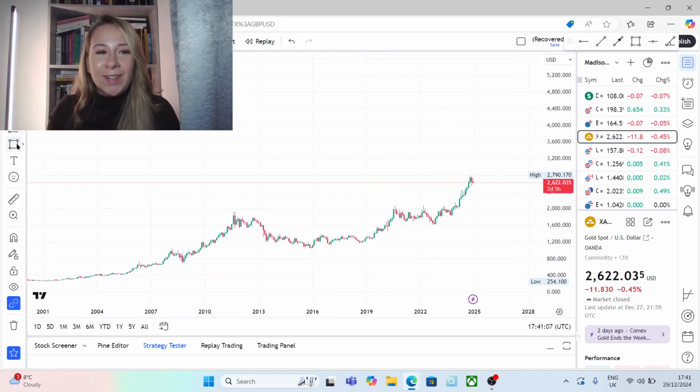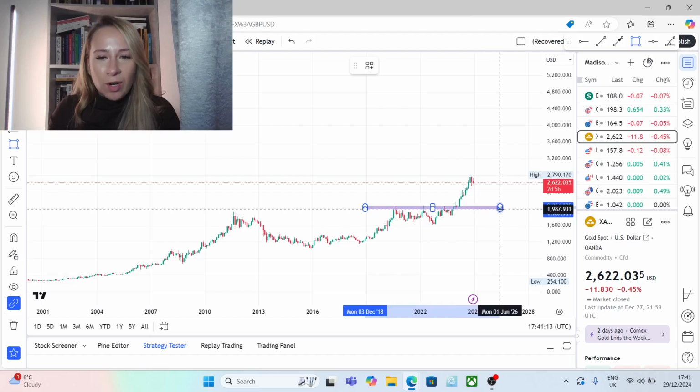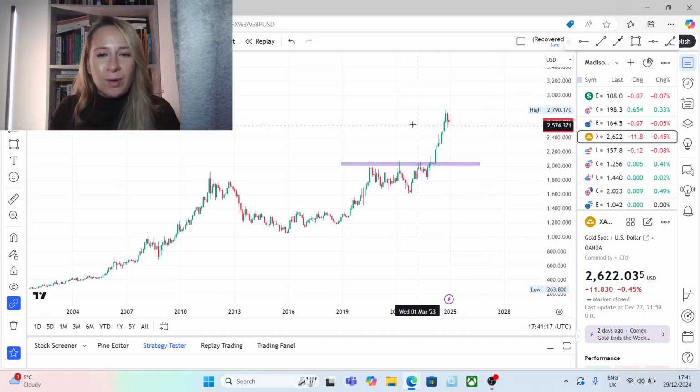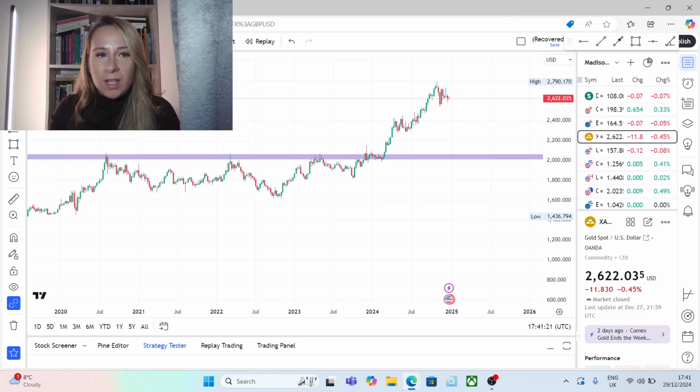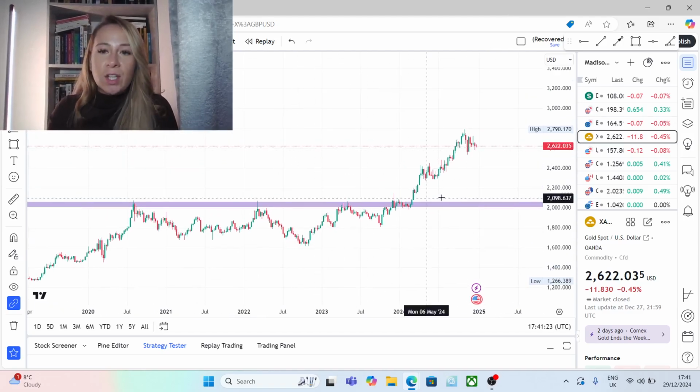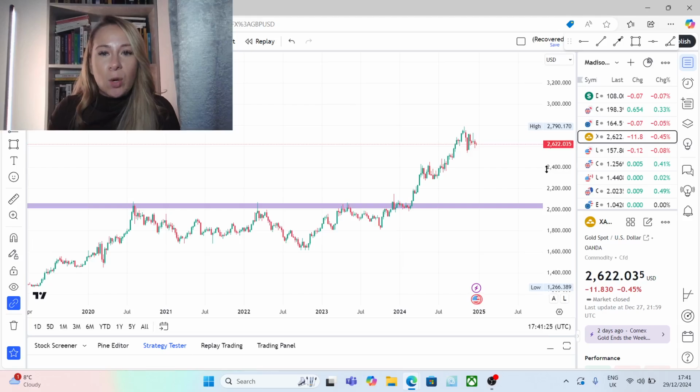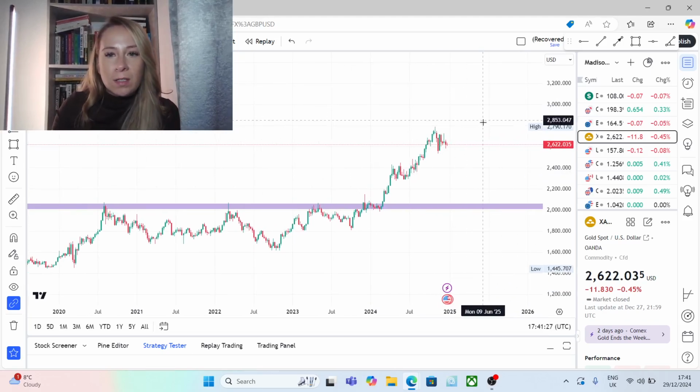Gold, again, is really hard to draw levels because we are at all-time highs, and analysing gold right now is pretty much the same as trying to analyse crypto. There's just nothing really to go off because when you look to the left, this is the first time price has ever been here. So it's like, what? I don't know. When's it going to stop?